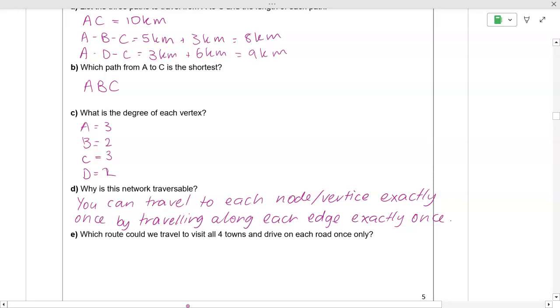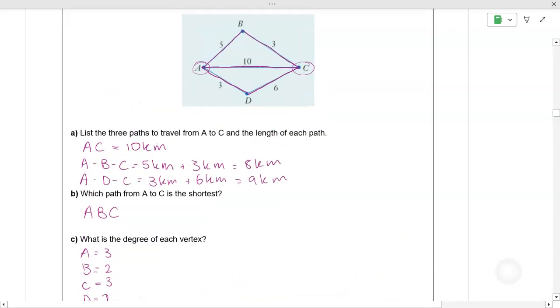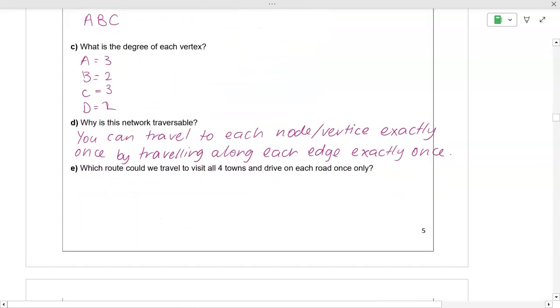So that's why it is traversable. And the last question, which route could we travel to visit all 4 towns and drive on each road only once? So that's basically looking at where I just drew on here to show that that network is traversable. So there could be more than one option, but I did A to B, B to C, C to A, A to D, D to C. So if you've got another one, that's fine, but we'd write it down: A to B, B to C, C to A, A to D, and D to C. So that is just being able to look at a network, being able to determine those different points and using that terminology that I went through at the beginning.